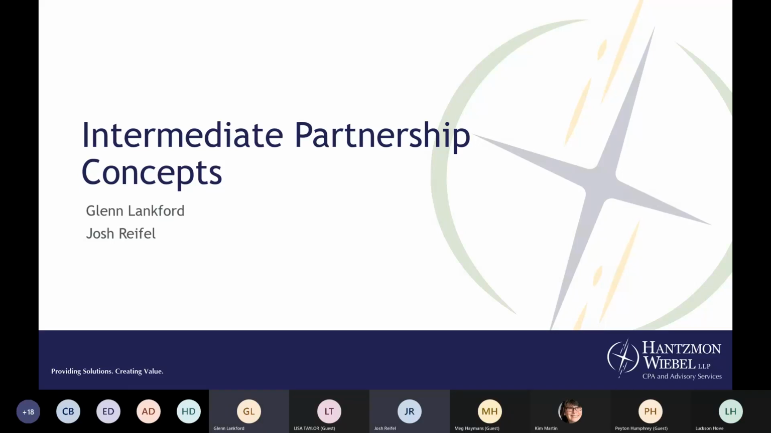Okay, looks like we've got about 25 people or so in this session, which is intermediate partnership concepts. And it's being presented by myself, Glenn Langford, and Josh Reifel. Josh put the slides together, and we're going to try and do this as kind of a discussion format. Josh will present the slides, and I'll interject as needed, or he'll pass it to me as we go on.